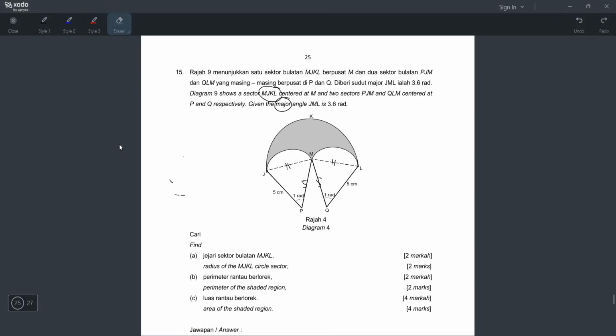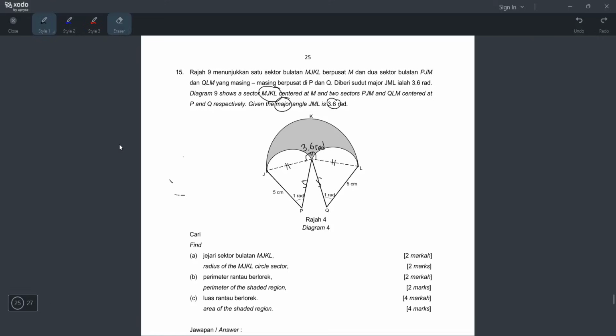So now they say major angle JML is 3.6. Where is JML? JML is here. But the JML angle can be here. It can be here also. Right? So which one do you think that they're talking about? Which angle? What do you think? Is it the upper one or the lower one? Major. So more than half. So which one is more than half? The upper one. It means not the lower one, because this one is the minor angle, right? So the upper one, because this one is more than half. The lower one is less than half. So they are talking about this angle. So the angle here is 3.6 radian.